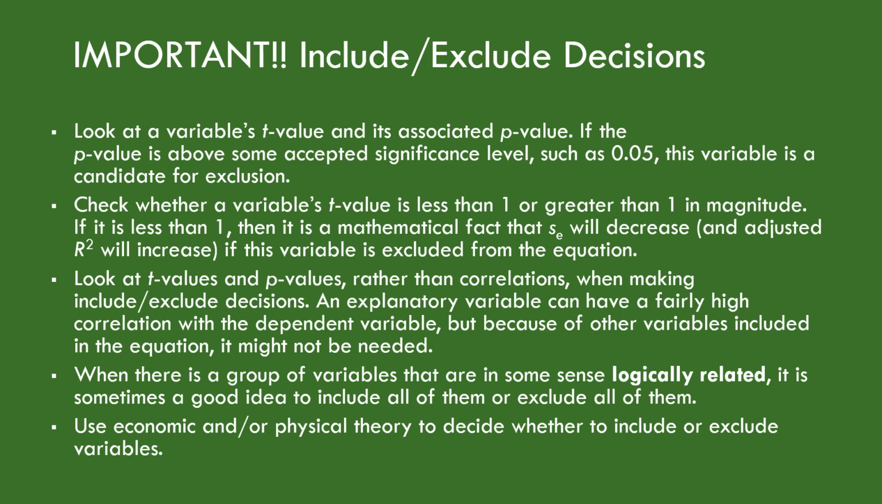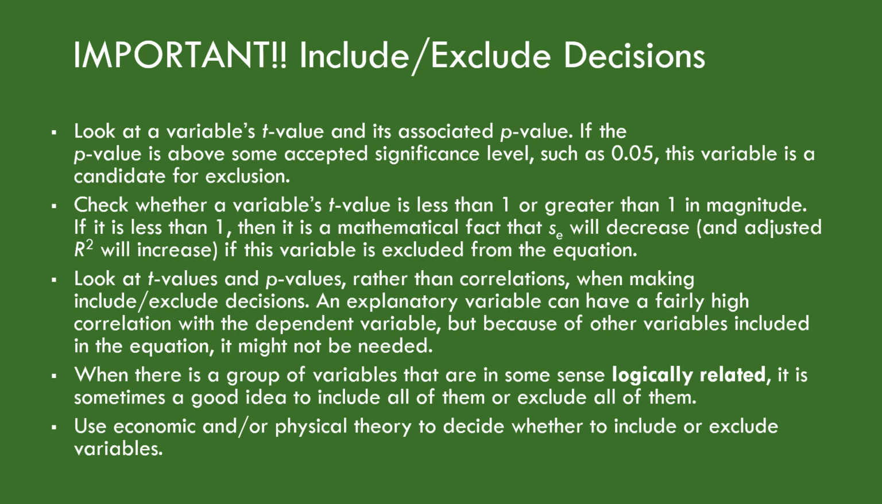Okay, we're at the big green slide. These are some important include or exclude decisions. Generally, in this course, the smartest and easiest thing to do is just look at your p-value and see if it's less than 0.05, and if it is, we include the variable, otherwise we don't. But just some background here. Look at the variable's t-value and the associated p-value. If the p-value is above some accepted significance level like 0.05, then we throw out the variable, or we say that the variable is a candidate for exclusion.